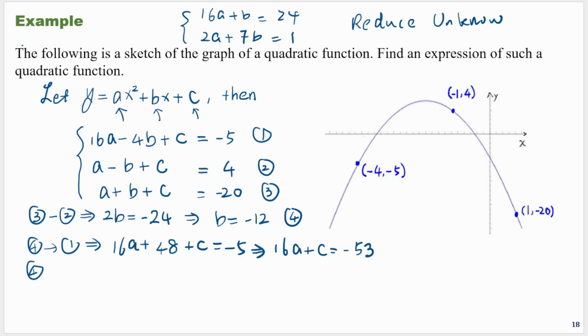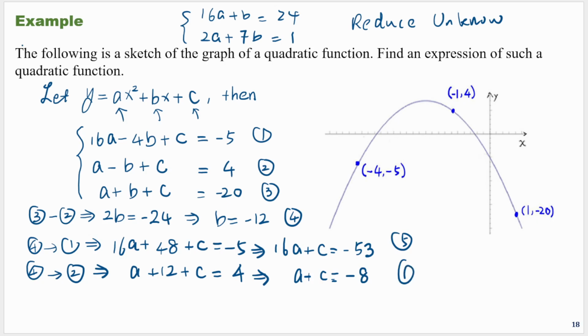And then insert equation number 4 into 2. And this will give you a plus 12 plus c, which equals 4, right? Simplify to a plus c equals negative 8. And then let's call these two equations number 5 and number 6.